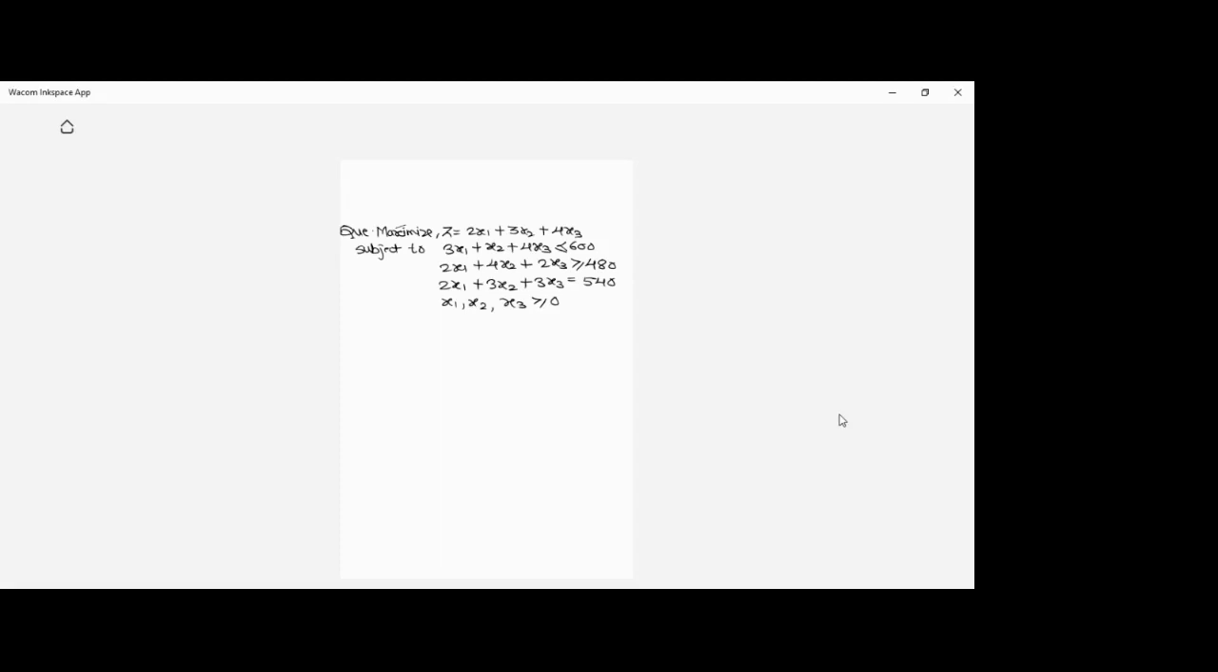Now here you can see this is a mix of different inequalities, right? Here we have less than or equal to, we have greater than or equal to, and we have only equal to, right? So now while considering the artificial variables, how we are going to consider them for that particular sort, I've taken this numerical.